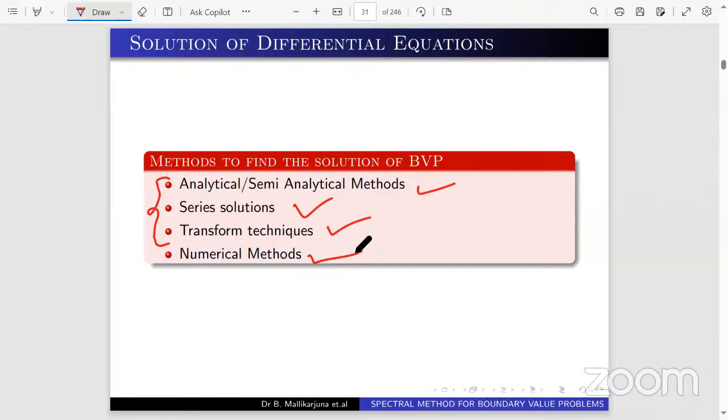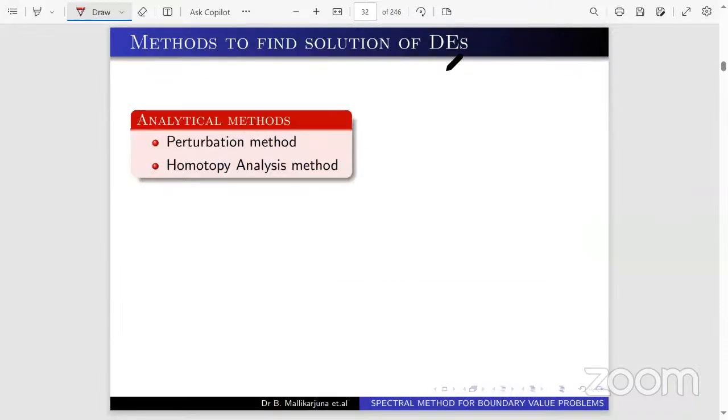Numerical methods means approximating the solution, so approximating the solutions of the differential equations. There are many ways, different numerical methods to find the solutions of the differential equations.